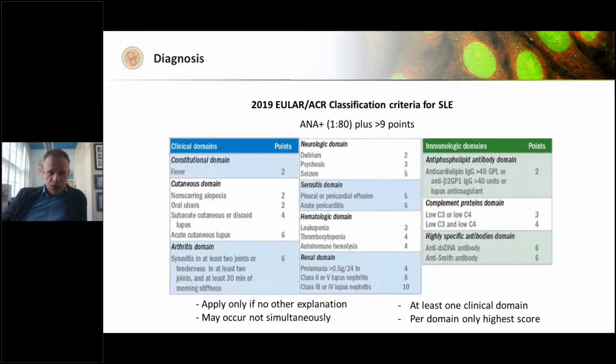The second thing I want you to take from there is that to make the diagnosis of lupus, you don't have to have all these things at the same time. They can happen one after the other. And it's therefore very important also for nephrologists to take a careful history. But there's a third thing. If you look into the renal domain, if you get a kidney biopsy of a proliferative lupus nephritis, you already reach the number of points needed to make a diagnosis. So it means antinuclear antibodies plus proliferative lupus nephritis makes the diagnosis of SLE.